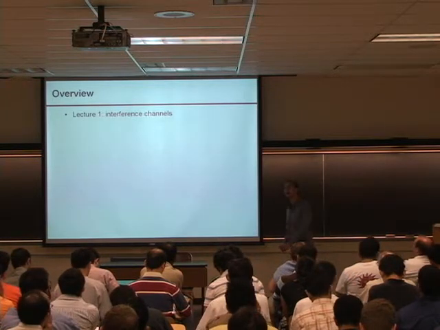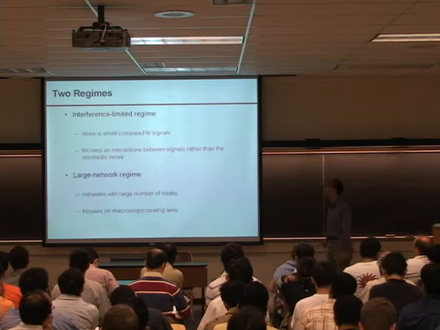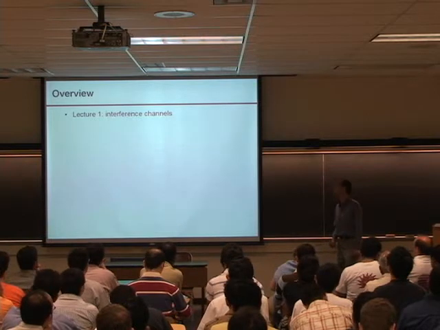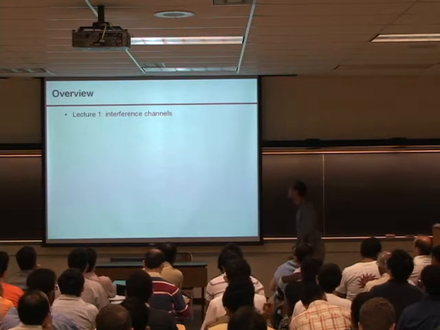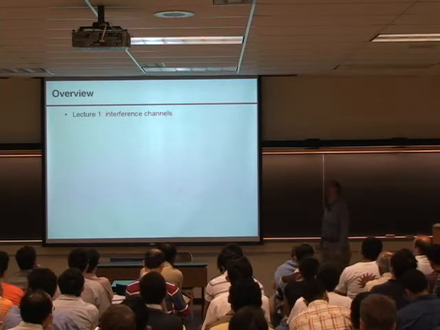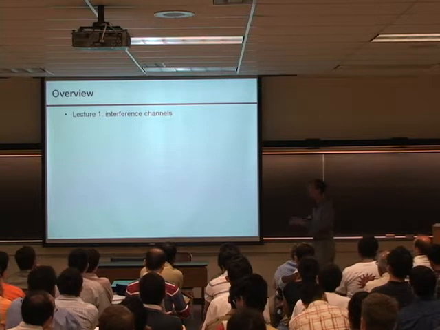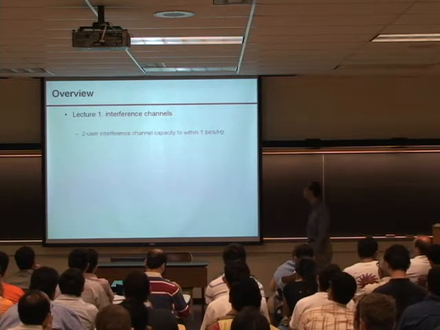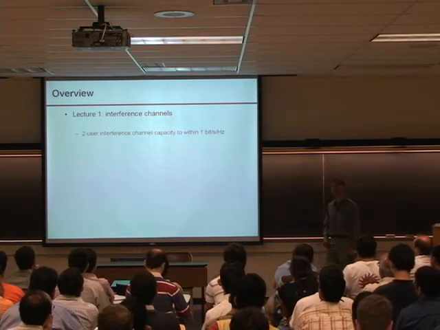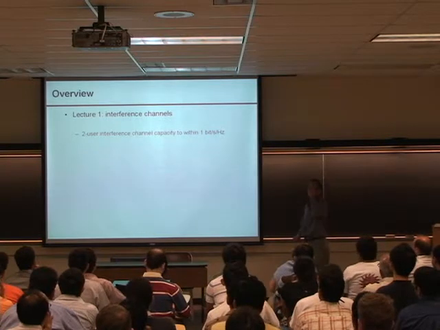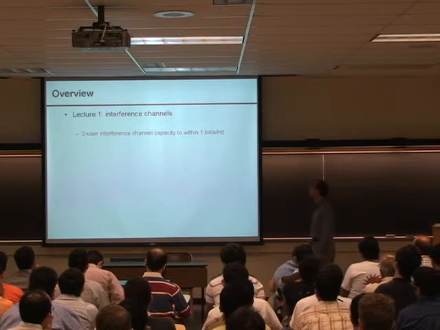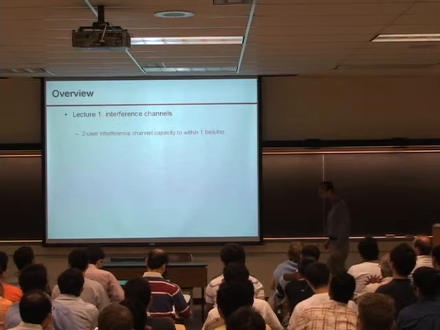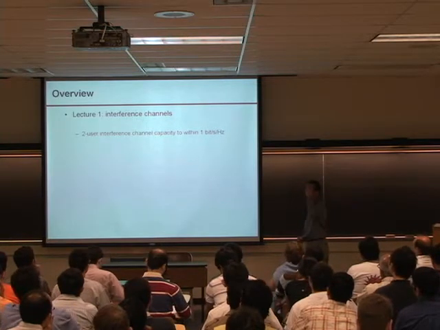So first, in the morning, lectures 1 and 2 will be focused primarily on the interference limited regime. Here, I break up the material into two parts. The first lecture will be focused on interference channels, primarily the two-user interference channel, but I will talk about extensions of that somewhat. The main result I want to talk about is a characterization of the two-user interference channel capacity to within 1 bit per second per hertz. This result is sort of the starting point of this research on the interference limited regime.